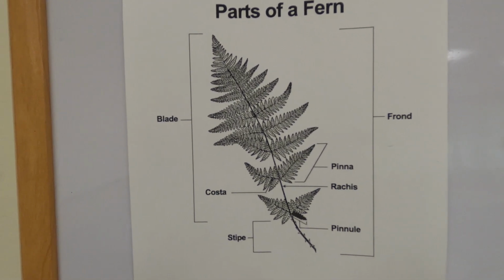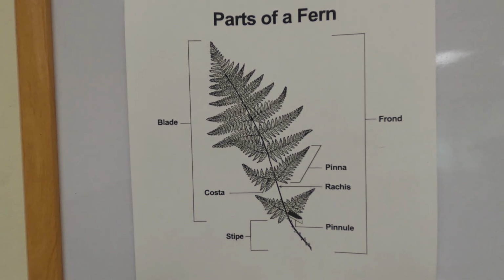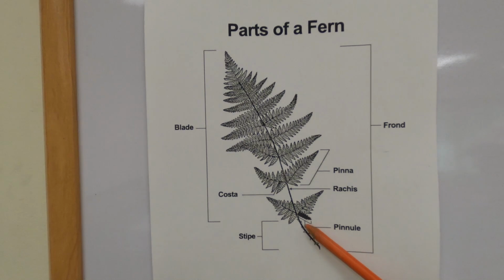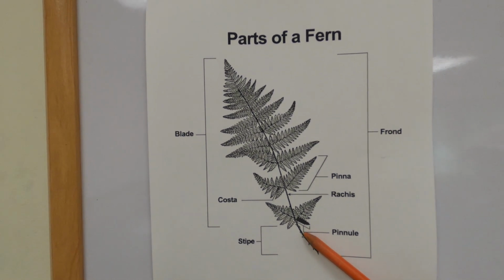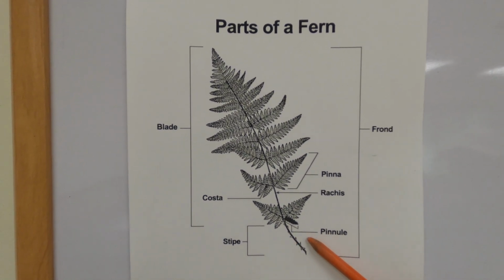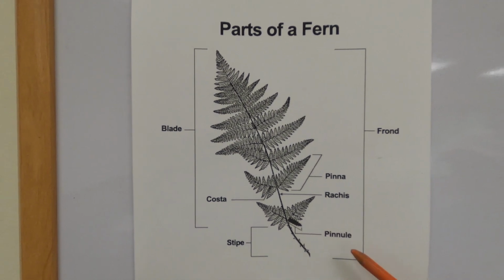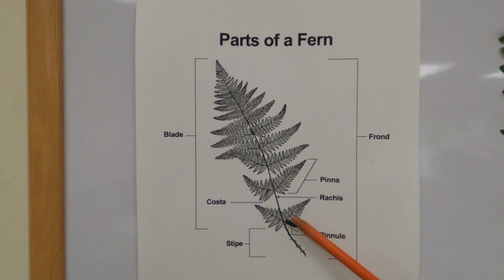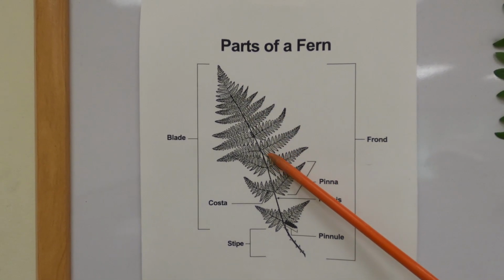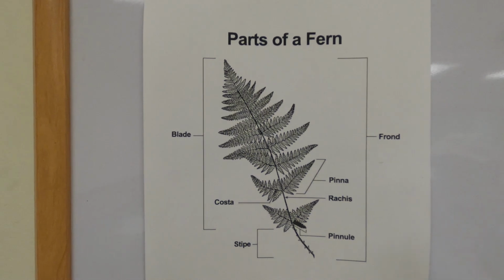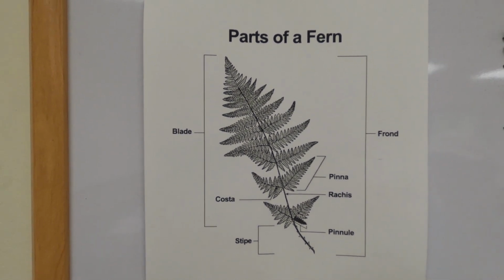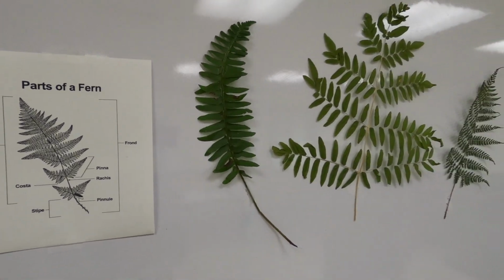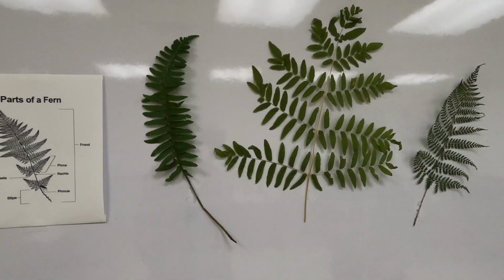These terms are important if you use a field guide. The stem itself is called the stipe, and on the stipe, if there's little scales, they're called pinnules. The important part of a leaf identification, which I'm going to talk about in a moment, is how the leaves are arranged and how they're cut. So if we go over to the example ferns on the board, I'll talk about the different pinnae arrangements.